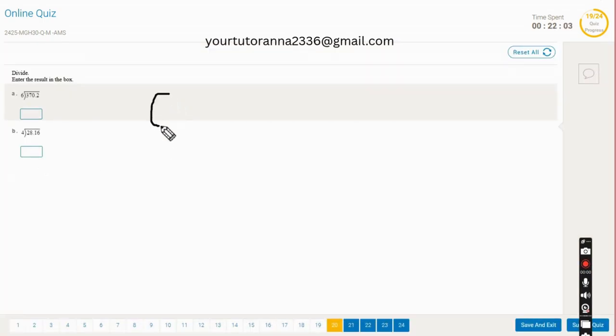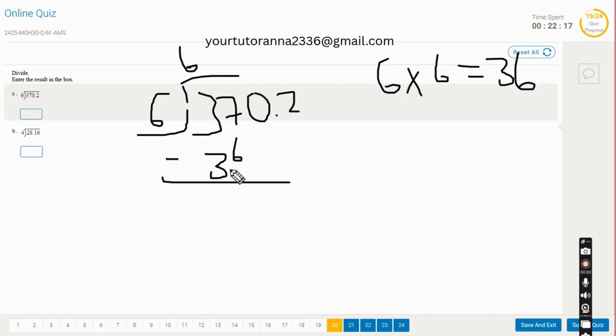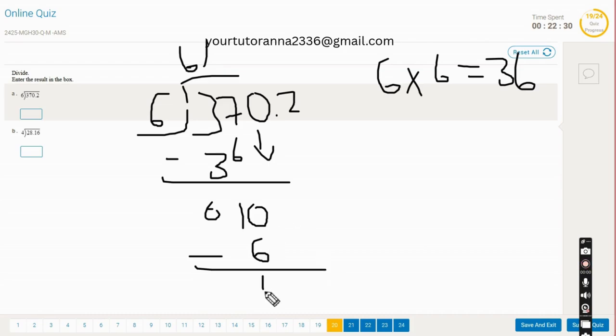So now here, 6370, the same thing you will do again. Remember, write the multiplication that you think is the closest, right? So 6 times 6 is 36. We put 6 above, we put 36 at the bottom. That's 1, 0, and 10. Now 10, we know that 6 times 1 is appropriate, it will be less than 10. And the closest, so we put 1 above, 6 at the bottom, it will be 4.